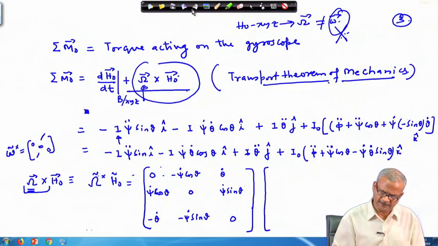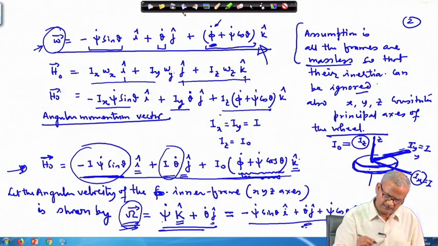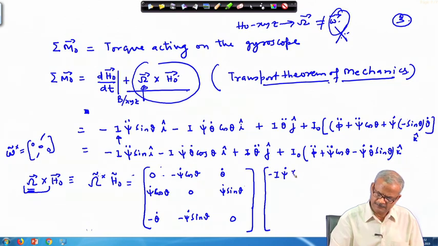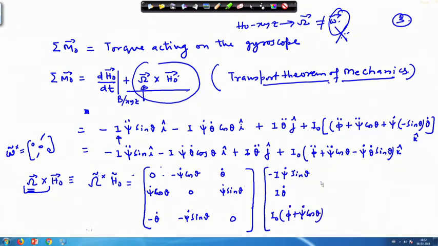Okay, minus I times psi dot, this is sin theta. Okay. So, sin theta will appear here. The second part was I times theta dot. So, that goes here, and the third part is I 0 times phi dot plus psi dot cos theta. Okay. Now, do the matrix multiplication. After matrix multiplication, whatever you get, so that becomes your capital omega times H 0.